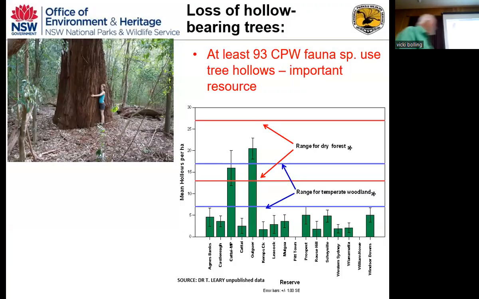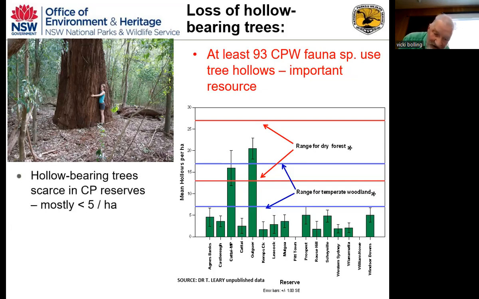Okay, so then other issues, trees. Tanya did a survey of hollow bearing trees. These are all less than 5 hollow bearing trees per hectare. That's Goulburn Nature Reserve and Cattai National Park, both of which are relatively undisturbed. But all the rest of it is regrowing Cumberland Plain, and it's nowhere near hollow bearing size. Most of the trees aren't at the size where they can bear hollows.